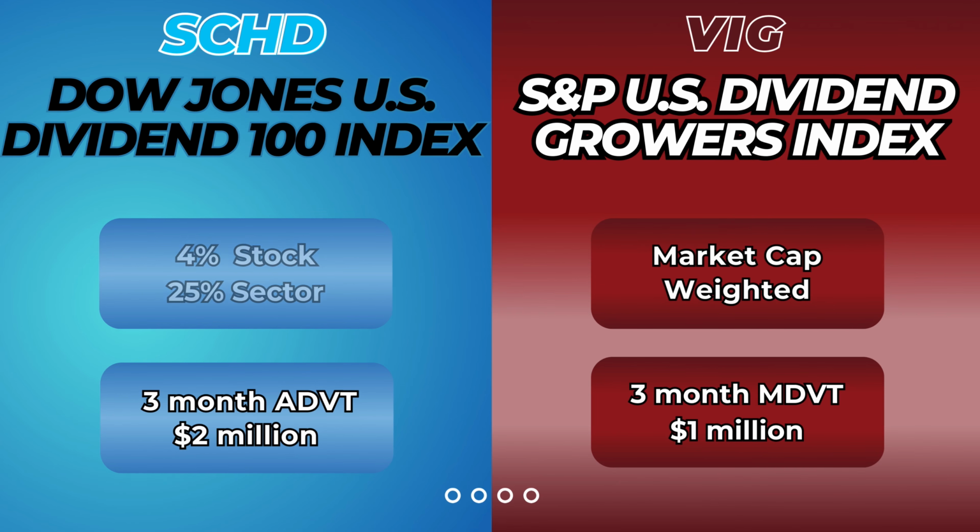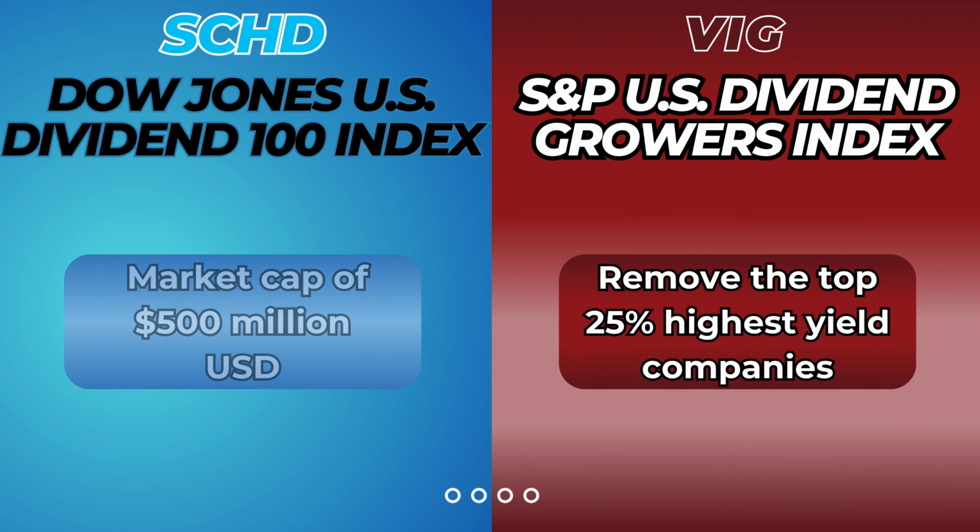SCHD uses a capping strategy, limiting any single stock to 4% and any sector to 25% of the index. It also selects stocks based on a 3-month average daily trading volume of at least $2 million. That ensures liquidity. VIG is market cap weighted, meaning larger companies hold more weight in the ETF. VIG's index uses a 3-month median daily trading volume threshold of at least $1 million.